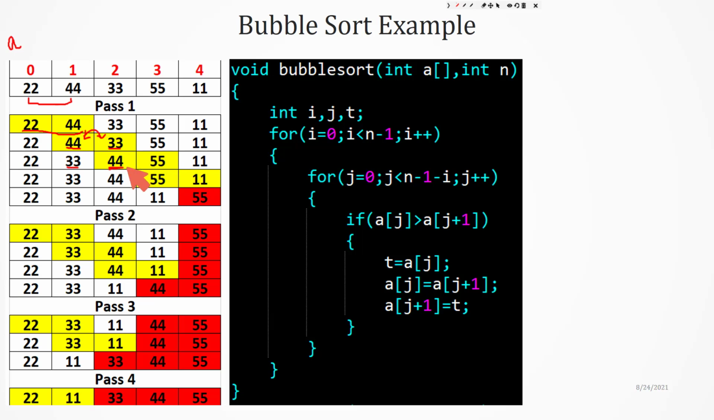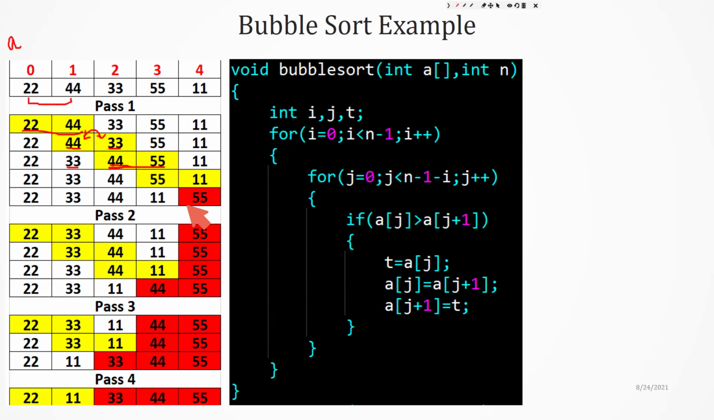Now we compare 44 and 55. It is in order, so there is no change. Next we will compare 55 and 11. 55 and 11 is out of order, so we will swap 11 and 55. Now there are no more elements to compare. We reached the end of the list, or we visited the last cell.